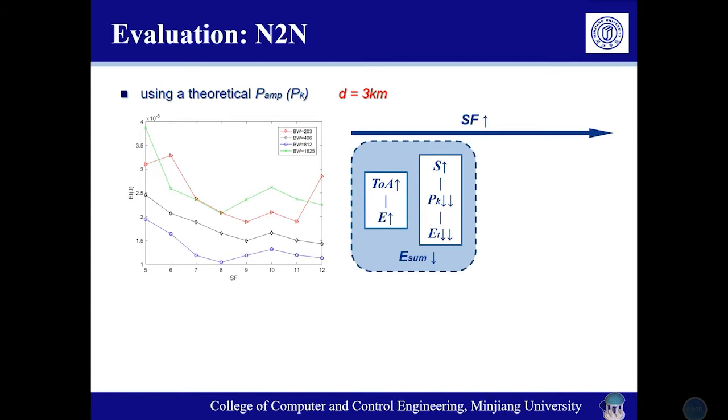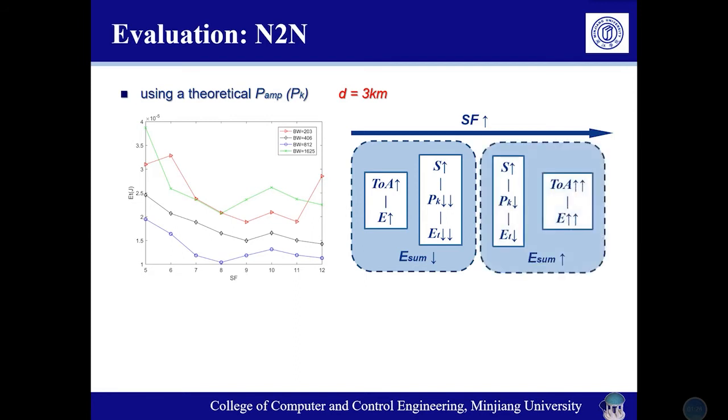It's conducive to reduction of energy consumption on the whole, but as spreading factor continues to increase, the growth of the time on air will lead to an upturn in overall energy consumption. Meanwhile, the overall energy consumption shows a downward trend with the growth of bandwidth by using the same spreading factor.